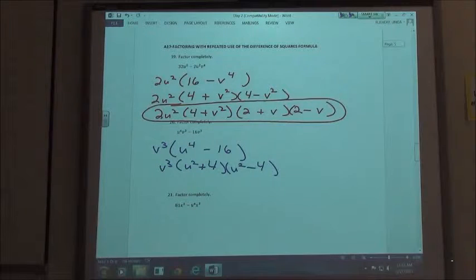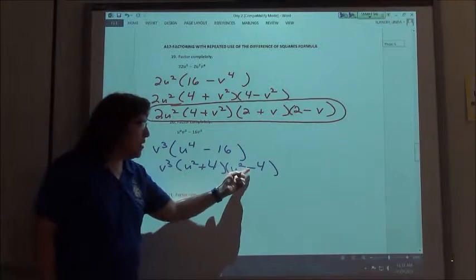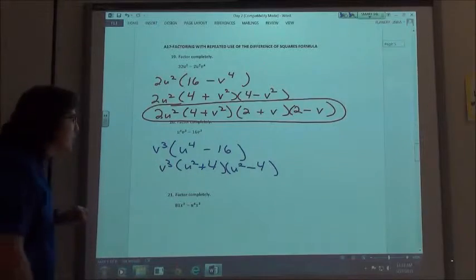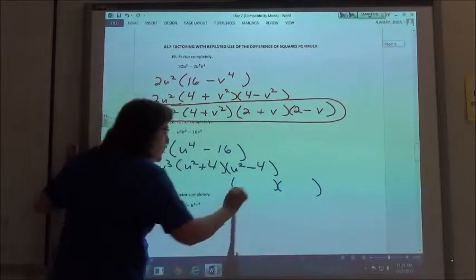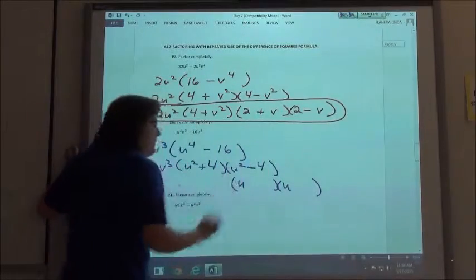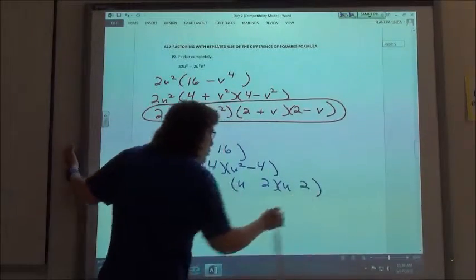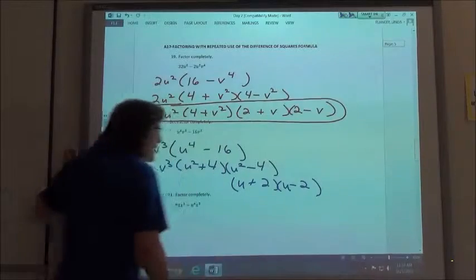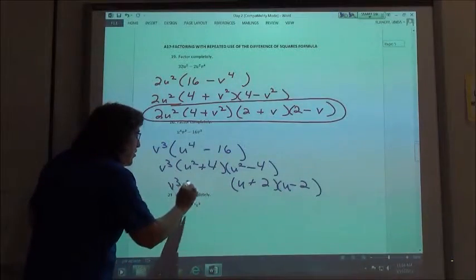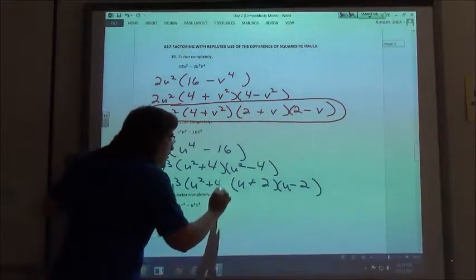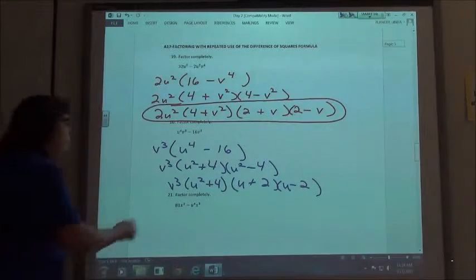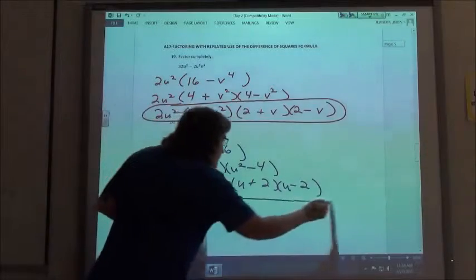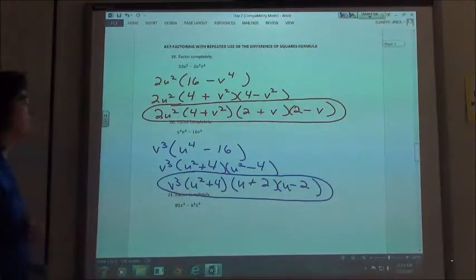We know we're factoring with the repeated use of difference of squares. You can see again we have the difference of squares on the end, so I'm going to factor that. Factors of u squared, u and u. Factors of 4, 2 and 2. One has a plus and one has a minus. So we have v to the third times u squared plus 4 times u plus 2 times u minus 2. And all of that is going to go in for your answer.